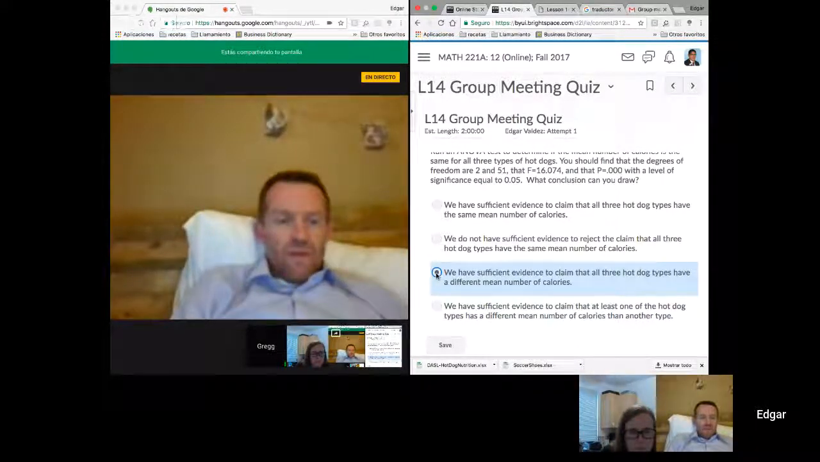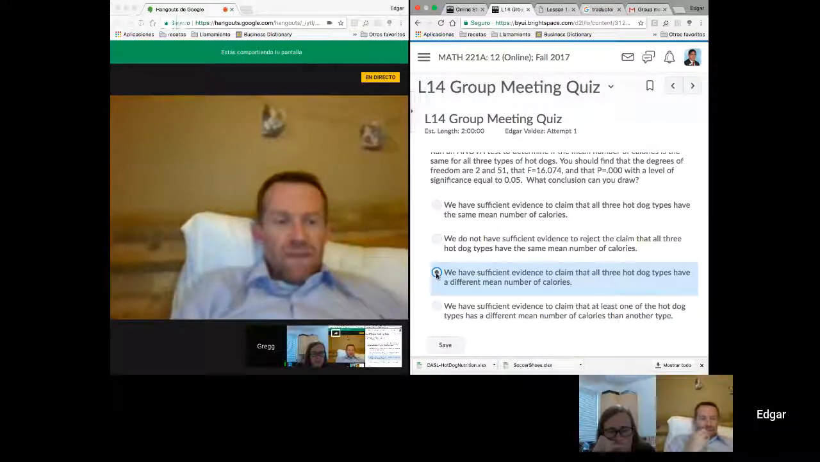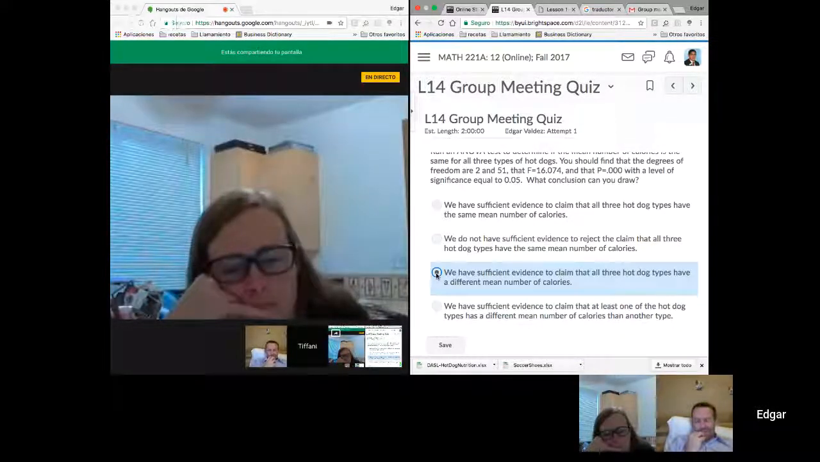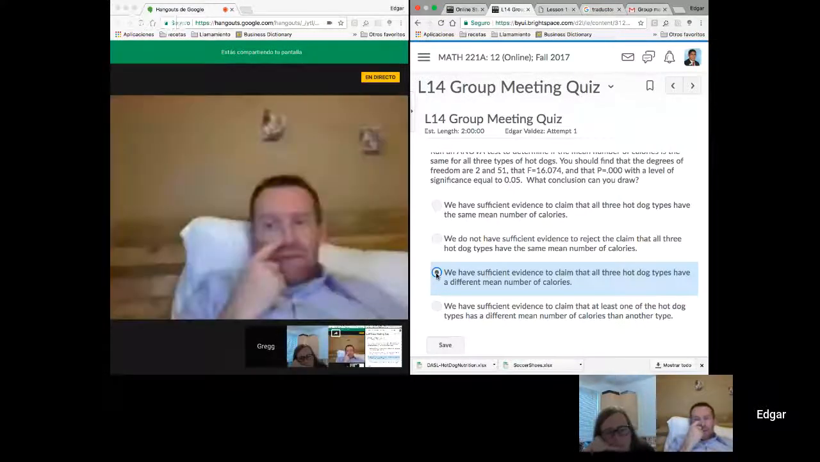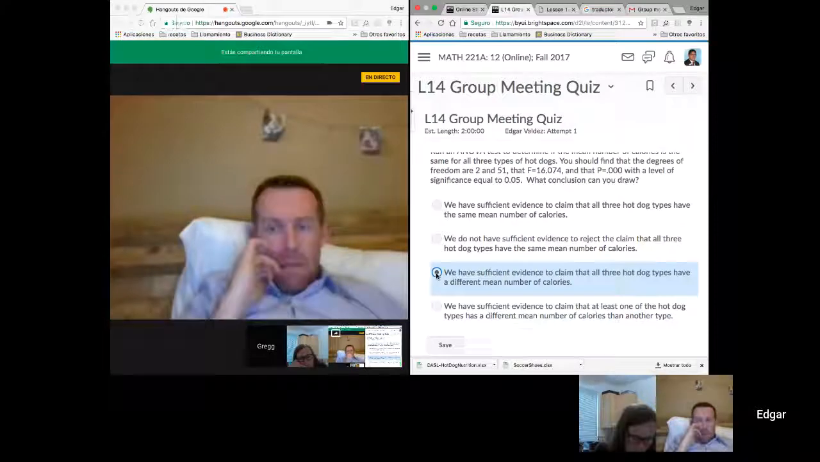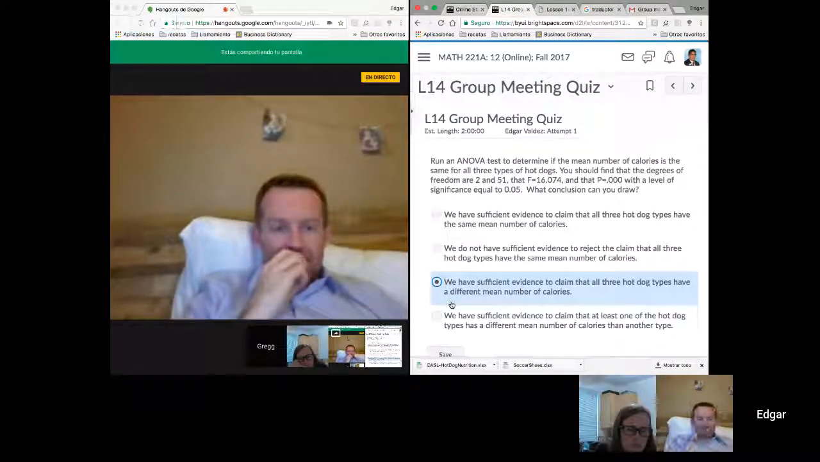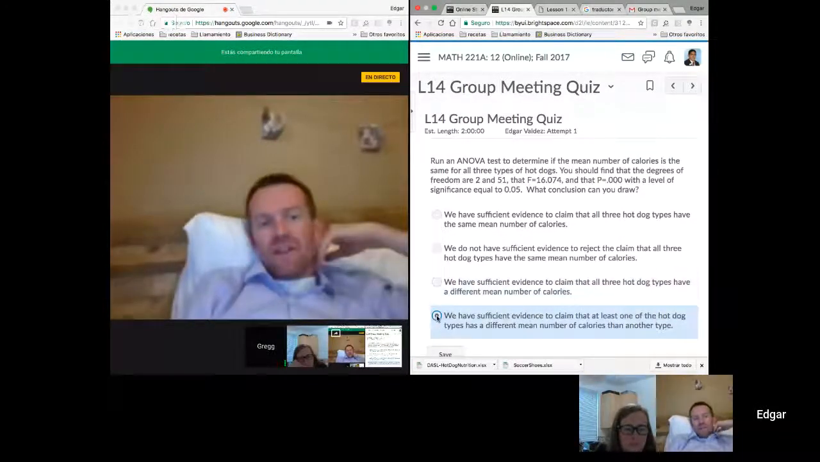Do we have sufficient evidence to claim that at least one hot dog type has a different mean? Is it number 4? At least one of the hot dog types has a different mean. At least one, or all 3 hot dog types? By different mean, they don't mean exact. I think it's at least one. So the last one. Okay.